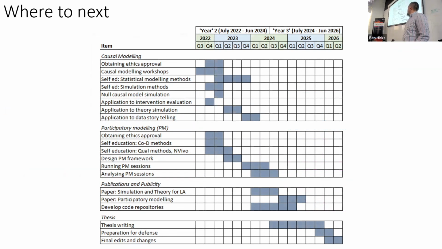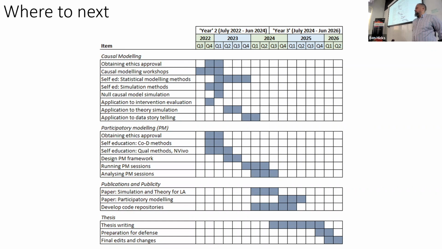Broadly split into the causal model product at the top there, so building the skills to implement those and make causal claims. And then the building of the participatory modelling framework, where I will need to skill up on some qualitative analysis, run the sessions, and analyse what value can be extracted from those.